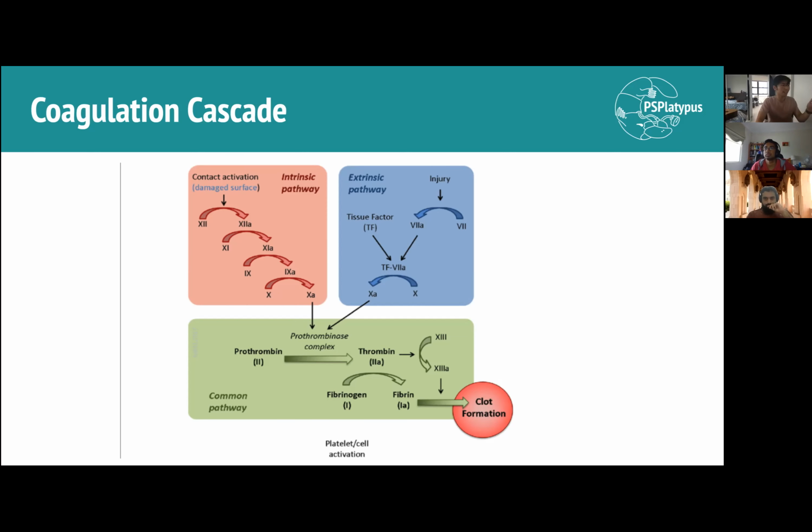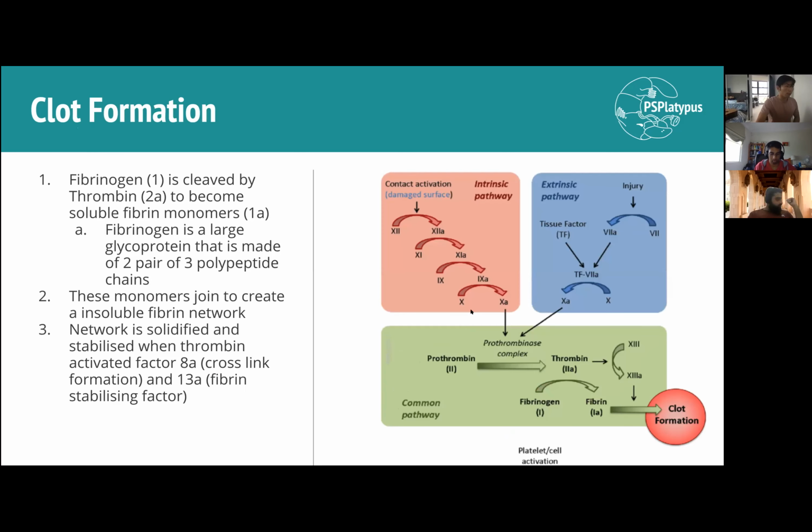If you're confused by this image, the A just means an activated form. So all of these are just floating in your blood, and then they're activated due to damage to your endothelium due to external factors. And they basically all end up encoding for prothrombinase complex, which is an enzyme that converts prothrombin, also known as coagulation factor 2, into thrombin, as denoted by factor 2A.